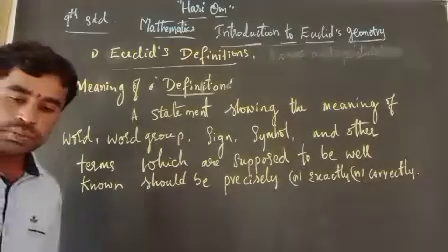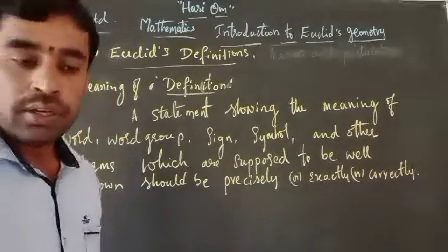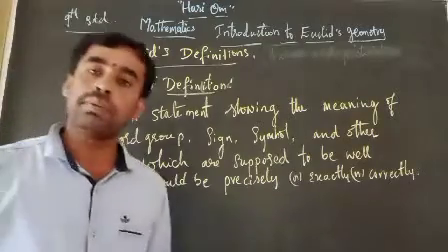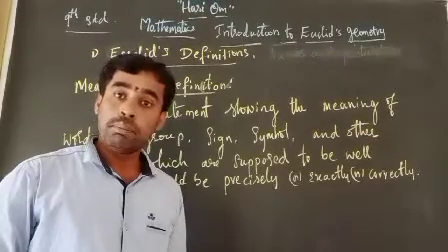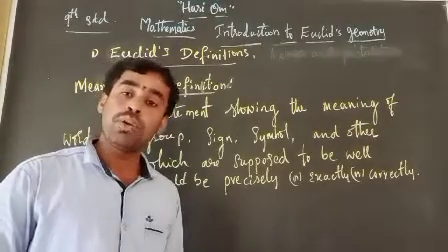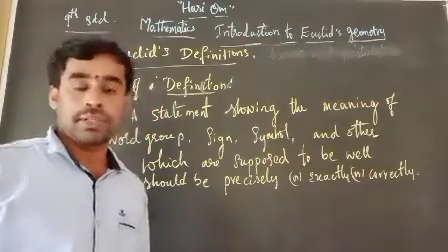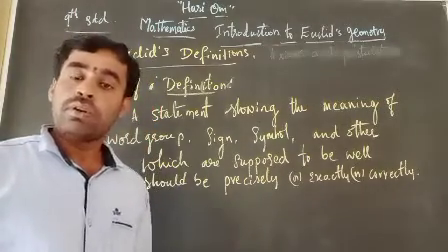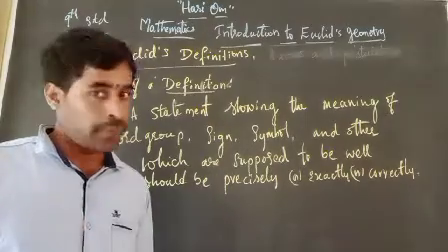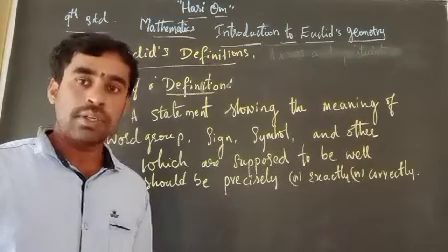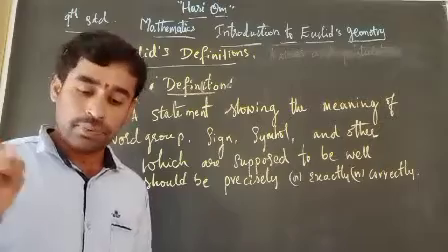Now, Euclid has given some definitions in our textbook. Only 7 definitions are given. But in his book there are 23 definitions, and in our textbook only 7 definitions are given out of 23.